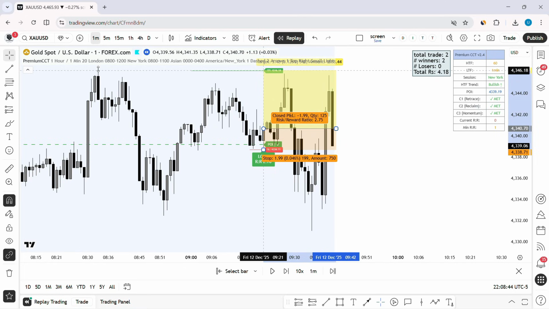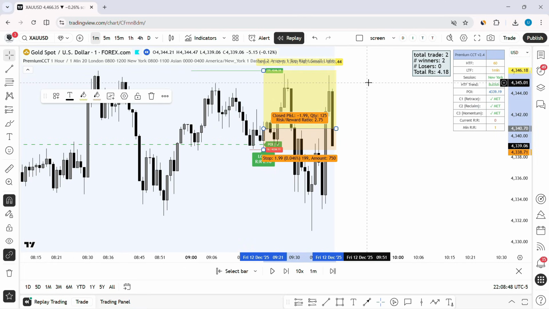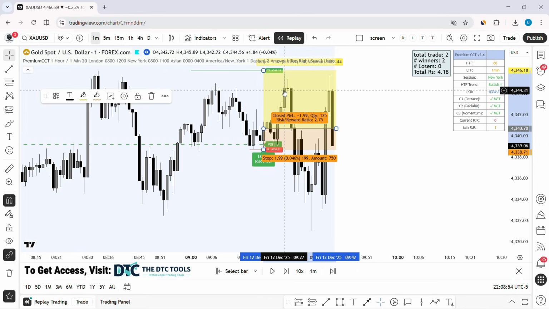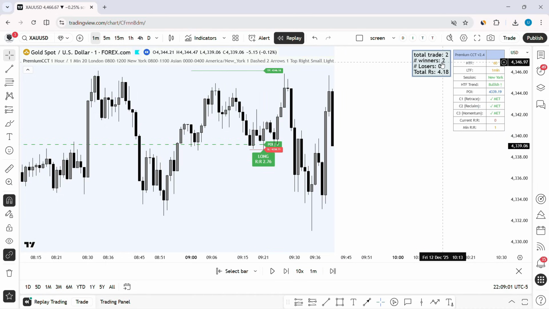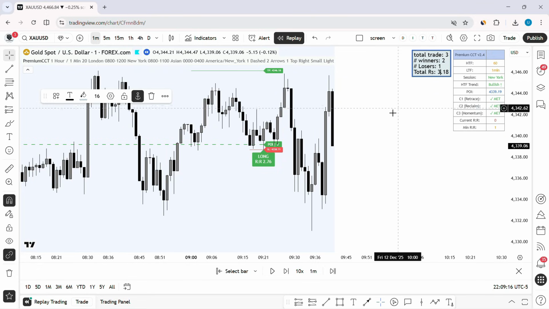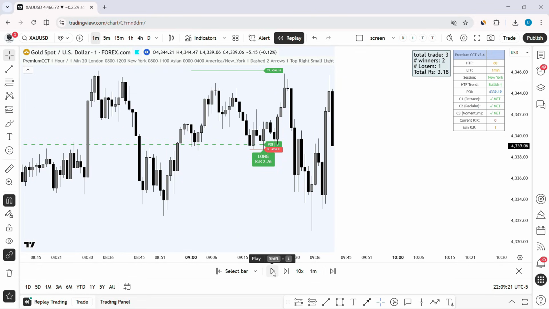So this was our take profit level, which is 43.46.18, but the market reached 43.42.72 and then it came back and resulted in loss. So let's update the table. We have a total of 3 trades with 1 loss, and total R becomes 3.18. Let's continue and see if any other trade forms during this day's session.